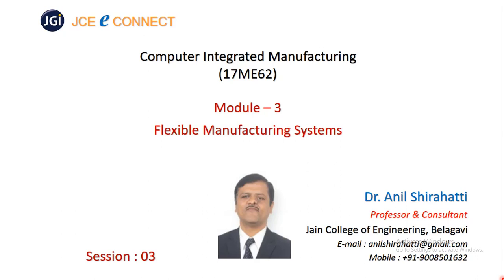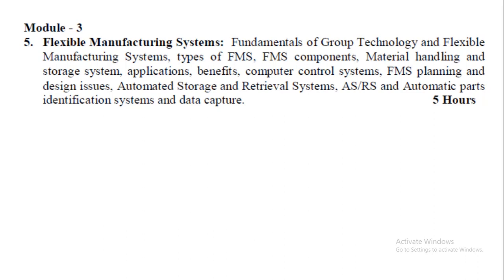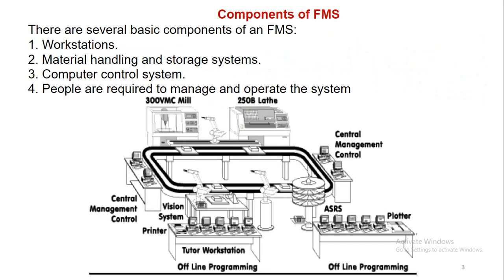So in today's session 3 on flexible manufacturing system, we will be dealing with components of flexible manufacturing system. So this is the flexible manufacturing system. It mainly consists of four basic components. One is the workstation, second is the material handling and storage system, third is the computer control system, and the last one is the people required to manage all this operation. So let's see all these components one by one.